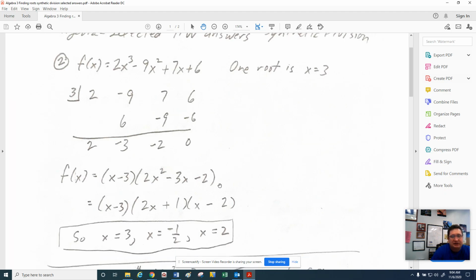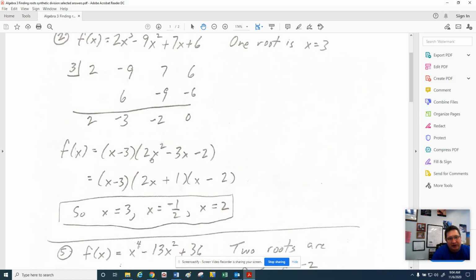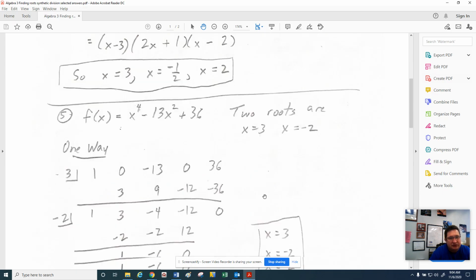Okay. Now, once you get to this point, if you have a quadratic, you know how to solve quadratics. In this case, it factors. You can use the quadratic formula if you're just a really big fan, but it does factor as 2x plus 1 and x minus 2. And so you can see that the 3 roots are listed here: 3, -½ and 2.